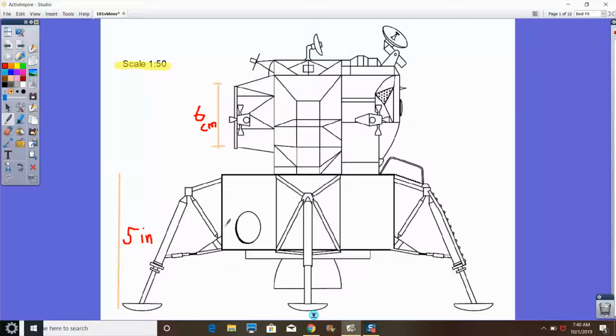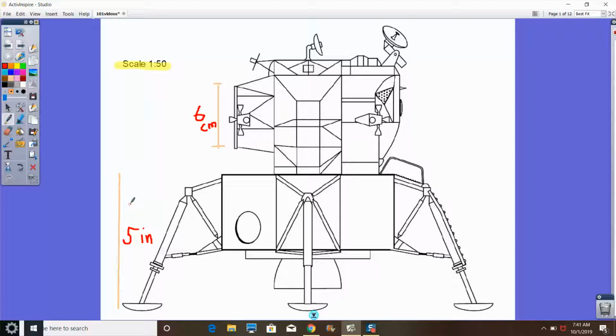So if it's 5 inches here, now you're going to say, well, wait a minute. How come up here I measured 6 centimeters and down here I'm measuring 5 inches? Why did I change the unit? Well, what I'm trying to show you here is that the scale having no units is actually very useful, because the distance that I measure here in inches would correspond to a distance of 250 inches in real life. So 250 inches, which translates to a little over 20 feet, would be our distance here.